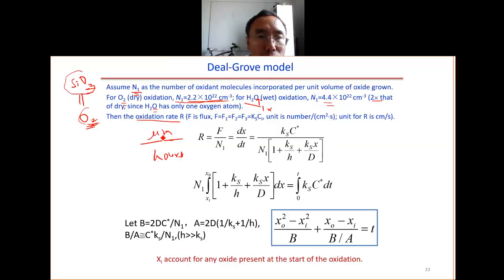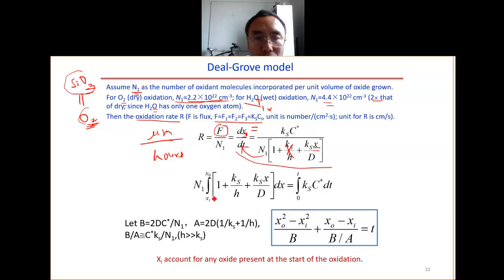Then the oxidation rate is given by flux divided by the N1 value, so that is equal to dx over dt. The x is the oxide thickness. So the flux F is given by this number here, ks Ci. So ks times this number here, the 1. So we can ignore this term. So then we do the integration. So we have from here to here. Here we have x, here we also have x. So we need to move this one to the left side.